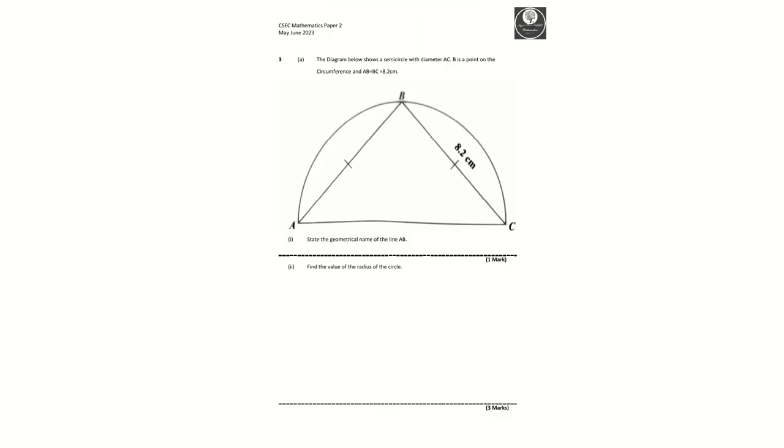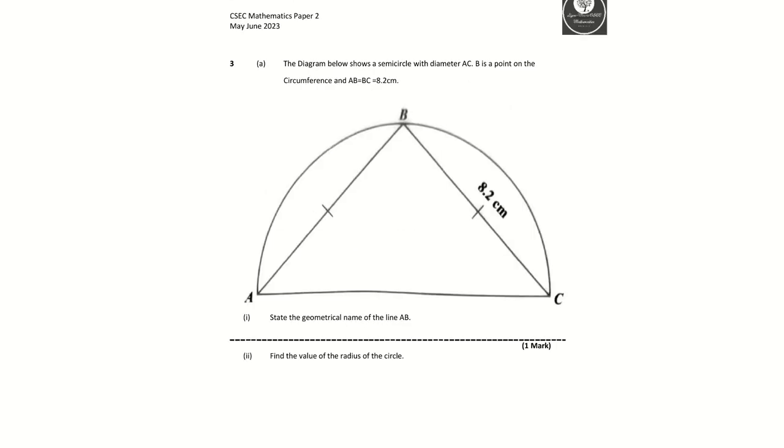Let's look at this question here. The diagram below shows a semicircle ACB, and C is a point on the circumference. Now, immediately, what angle would this be, guys? Anybody could tell me? If it is opposite a diameter within a circle, this is one of the rules within circle theorems. Anybody could tell me what angle would this be?